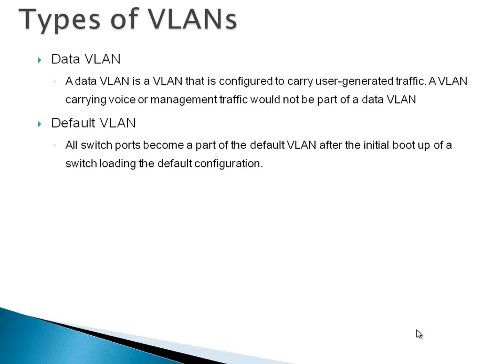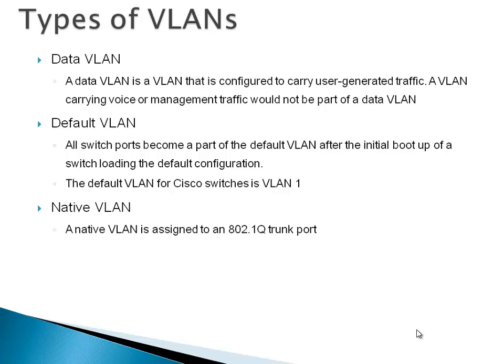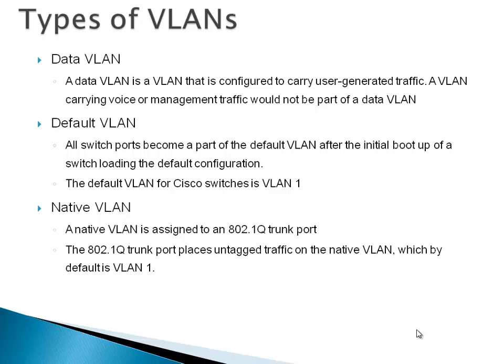Then we have a default VLAN. All switch ports become a part of the default VLAN after the initial boot up of a switch loading the default configuration. The default VLAN on Cisco switches is VLAN 1. Then we have a native VLAN. A native VLAN is assigned to an 802.1q trunk port. The 802.1q trunk port places untagged traffic on the native VLAN, which is by default VLAN 1.